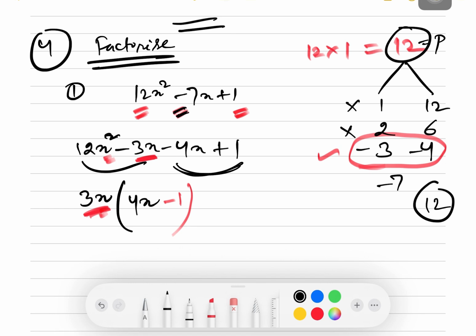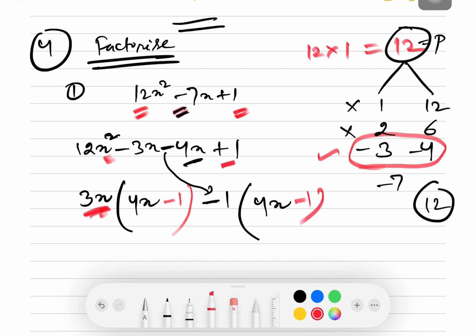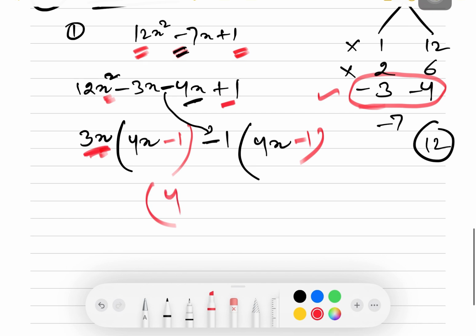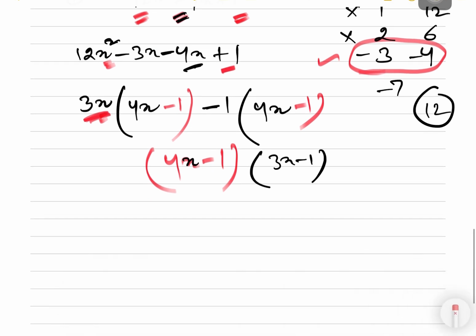Now go to the last two terms. What is common here? It seems nothing is common. First take this sign as it is here, minus. If nothing is common, you can take 1 as common. So if minus 1 is common, the terms will be the same, but if you take a minus sign common, the sign will change. So negative 4x will change into positive 4x, and plus 1 changes into negative 1. So the first factor we got, inside the bracket, is 4x minus 1, and the second factor, outside the bracket, is 3x minus 1. These are the two factors of the given polynomial.